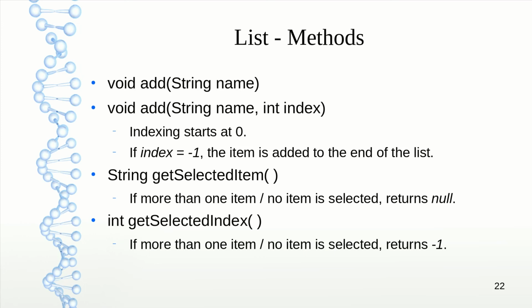Then we have getSelectedItem, which retrieves the string which is selected in the list. If we have selected more than one item, or if we haven't selected any item at all, then this getSelectedItem returns null. Similarly, we have getSelectedIndex, which returns the index of the item which is selected in the list, and if more than one item is selected or no item is selected at all, then this function returns -1.